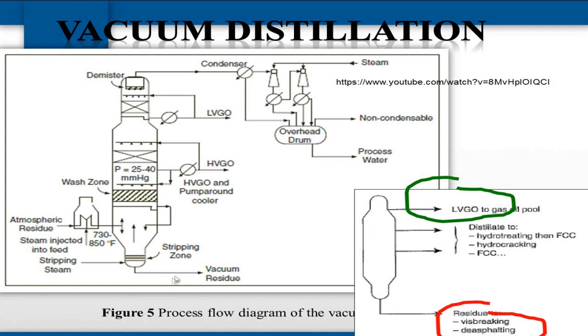And then the last one, the one at the bottom here, we call the vacuum residue, which will be sent to visbreaking to break down the viscosity or to produce some other coke.